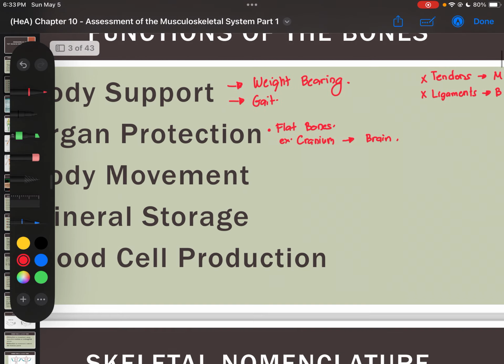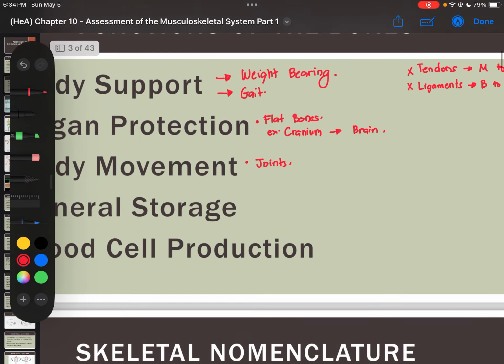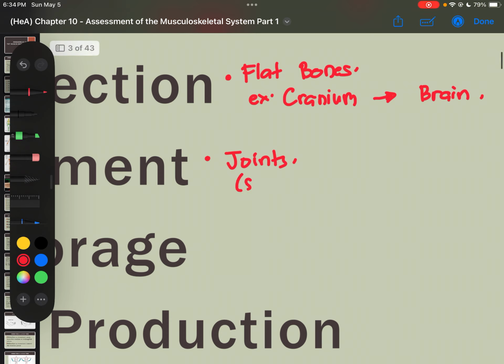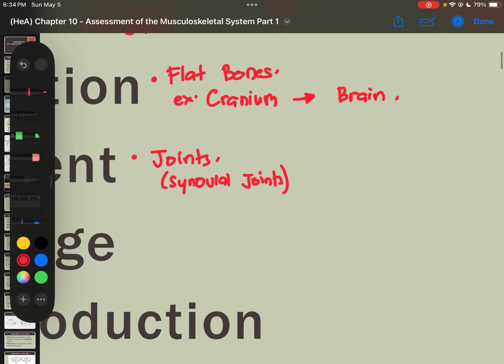The third function is body movement, specifically through the use of what we call our joints. Now, class, there are a few types of joints, which we will discuss later, but when it comes to body movement, we are talking specifically about synovial joints. These are the types of joints that are movable.